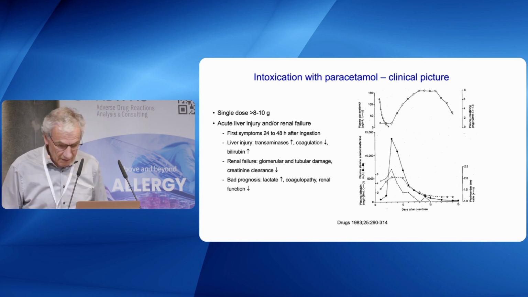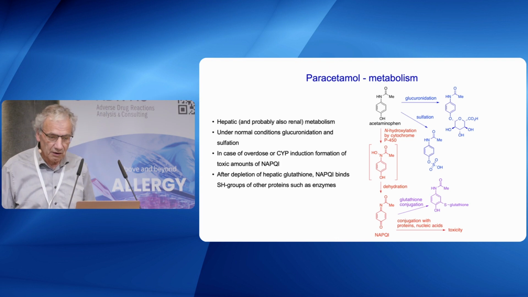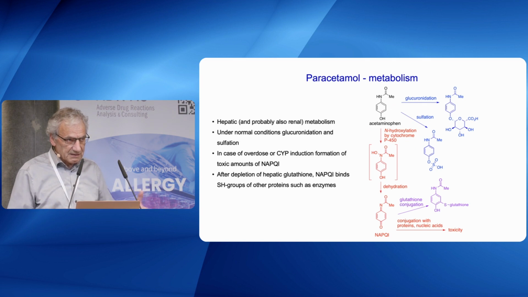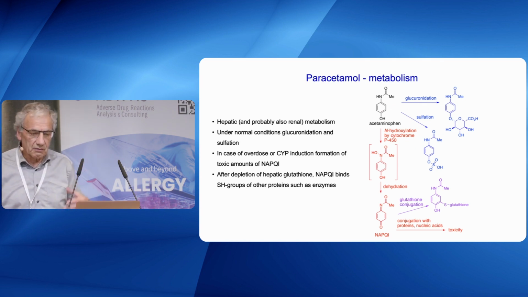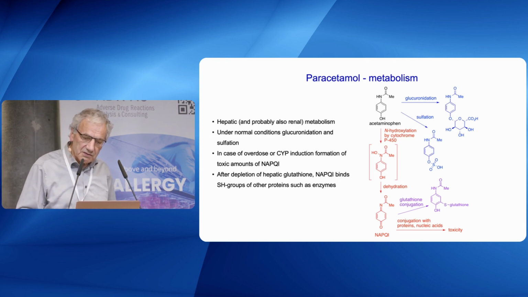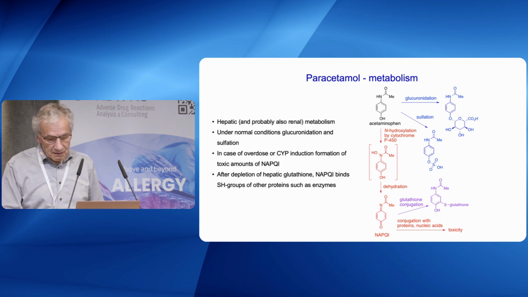Okay, this patient survived. The explanation is, of course, the metabolism of paracetamol that you may know. You see paracetamol, this nice molecule, and usually it is glucuronidated or sulfated, and you see the capacity is large, and when you don't have an overdose, normally you have no problem. And when you have an overdose, you may produce this electrophile metabolite, NAPQI, which is produced by certain cytochromes, mainly cytochrome 2E1.